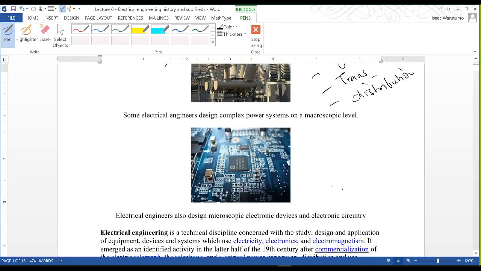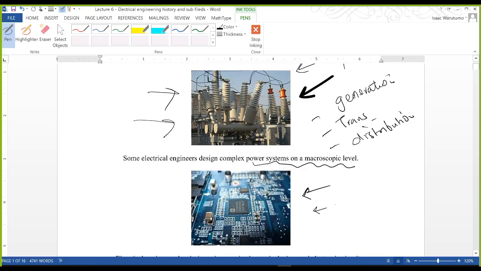The other one that is quite significant is the one that we call electronics. So we are saying that this is another very important field. Of course, we were saying that some electrical engineers design power systems on a macroscopic level. And this is what power generation or power transmission or power distribution is. It involves dealing with high voltage.